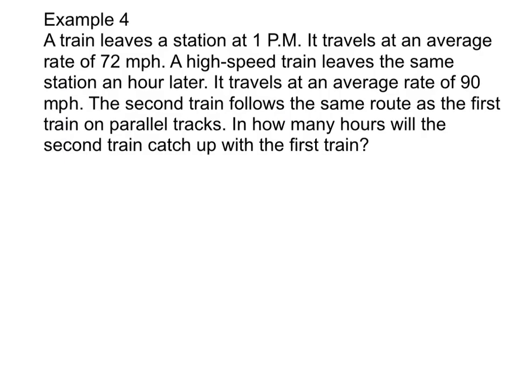And here we go with the hard problems. Example number 4. A train leaves a station at 1 p.m. It travels at an average rate of 72 miles per hour. A high-speed train leaves the same station an hour later. It travels at an average rate of 90 miles per hour. The second train follows the same route as the first train on parallel tracks. In how many hours will the second train catch up with the first train?